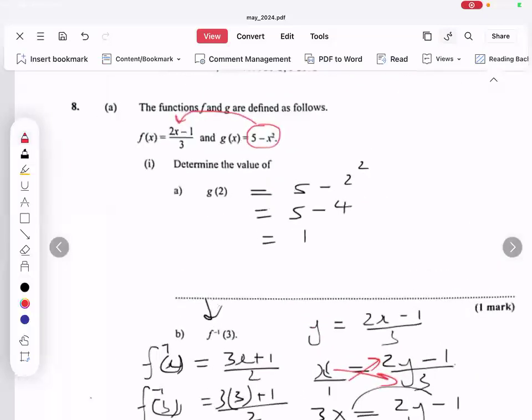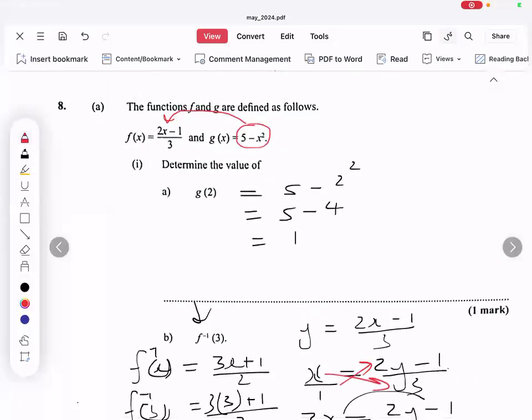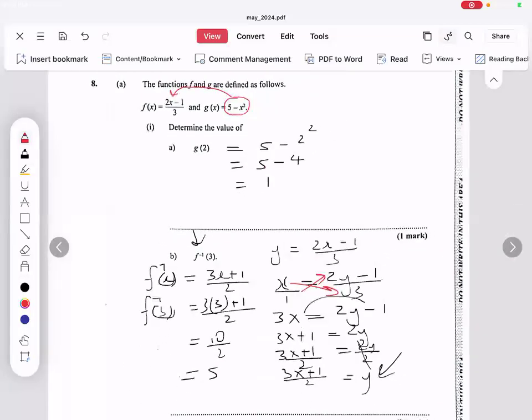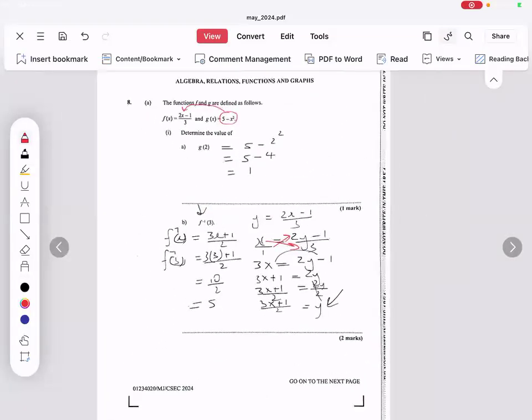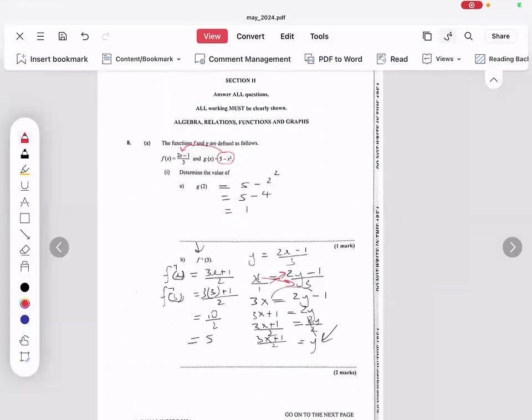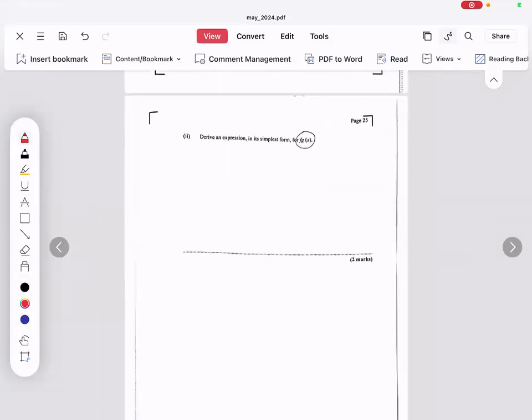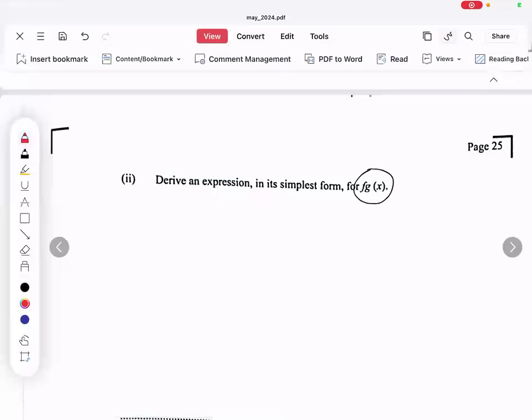So basically what we're doing is taking this 5 minus x squared and replacing it where the x is in that function. So 2 open bracket... So f of x, just rewrite it, is 2x minus 1 over 3.